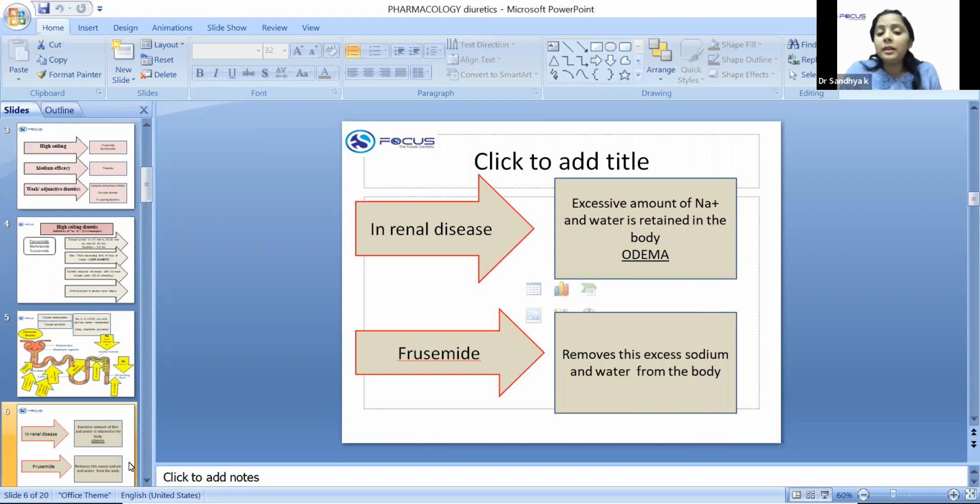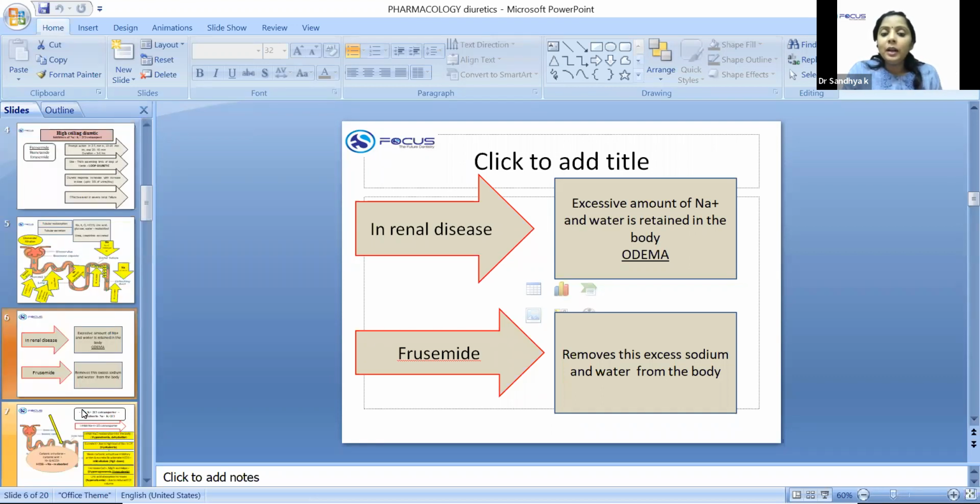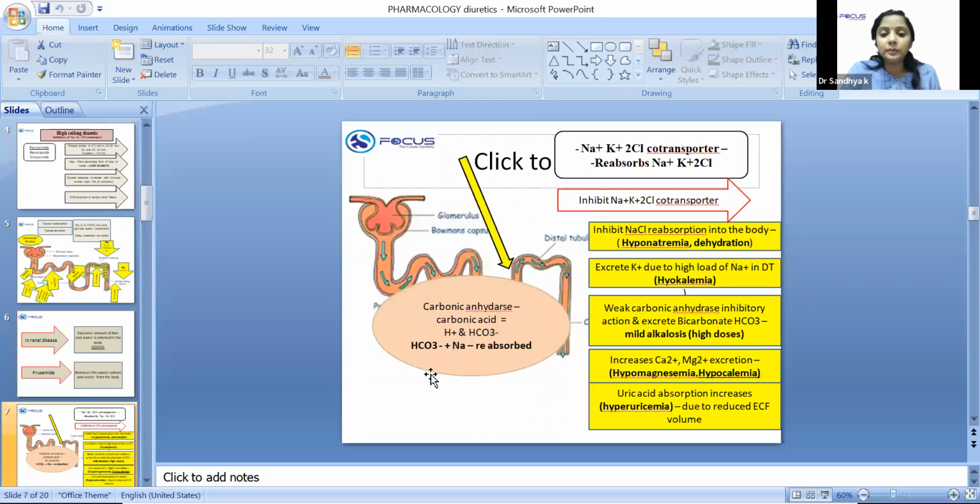To treat that condition, we give furosemide, the high ceiling diuretic. So what is the action of furosemide? We saw that it will remove excess sodium and water from the body. Please note that it is not removing the normal sodium and water. If furosemide is given in the correct dose for the correct duration, it will remove only excess sodium and water from the body. So now that is clear. Now we'll see what furosemide is and what the effects of furosemide acting on the renal tubule are.